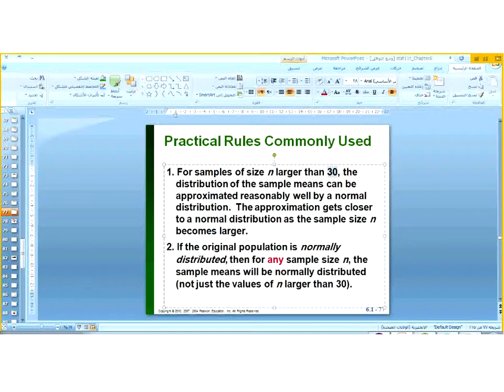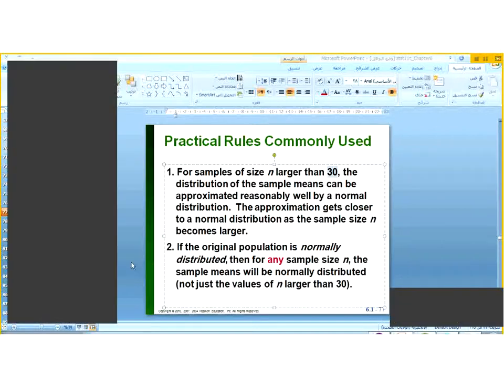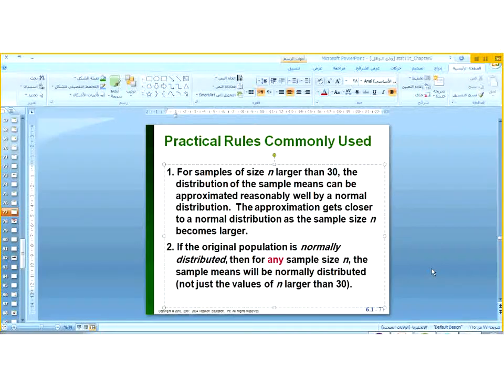If the original population is normally distributed, then for any sample size n, the sample mean will be normally distributed, not just for n larger than 30. So I have two cases: if x has a normal distribution, then regardless of the sample size, the mean will have a normal distribution. But if the distribution of x is unknown, the sample size must be greater than or equal to 30. Okay?